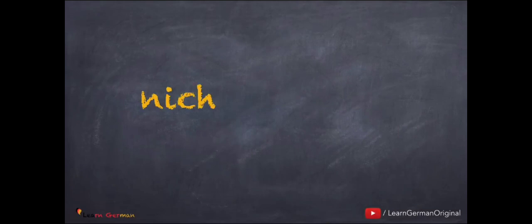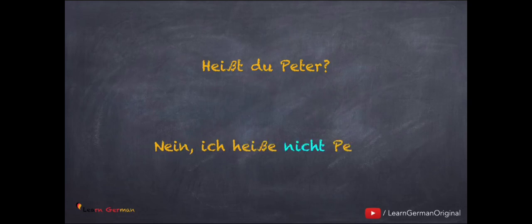Great! Now it's time for some exercise. Übung. We need to see how much we remember. Nicht oder kein. Here's the first sentence. Heißt du Peter? Now you have to give a negative answer. Your answer should be Nein, ich heiße nicht Peter.